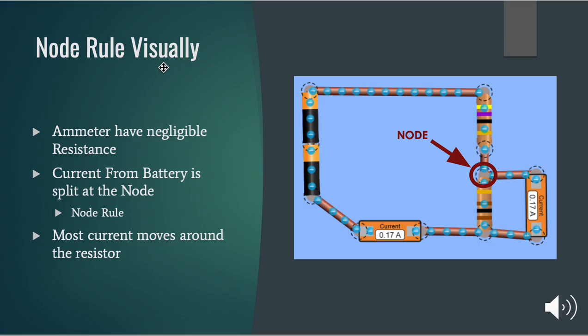Here's the node rule visualized. As you see, the node in the circuit, the ammeters have negligible resistance. Current from the battery is split at the node, which is the node rule, and most current moves around the resistors.